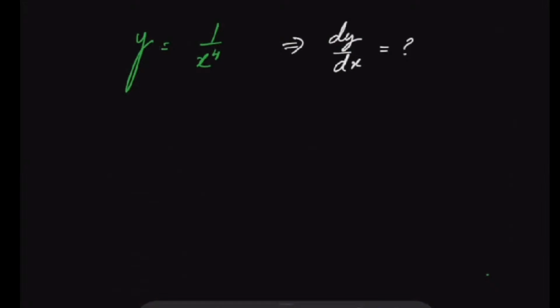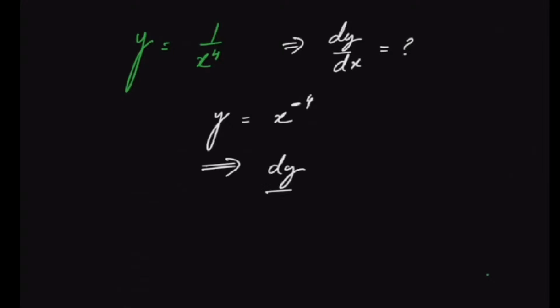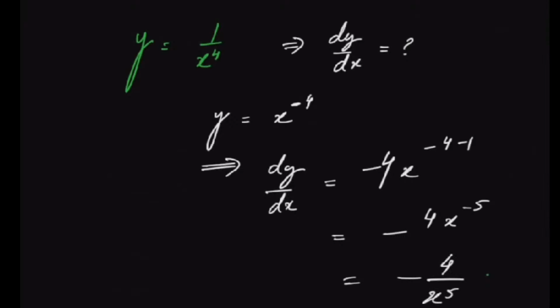So how can 1 by x power 4 be written? It can be written as x power minus 4. It's in the form of x power n. So what is dy by dx? Use the formula for the derivative of x power n, which is n x power n minus 1. So it turns out to be minus 4 x power minus 5, which is equal to minus 4 by x power 5. So this is the answer. Minus 4 by x power 5.